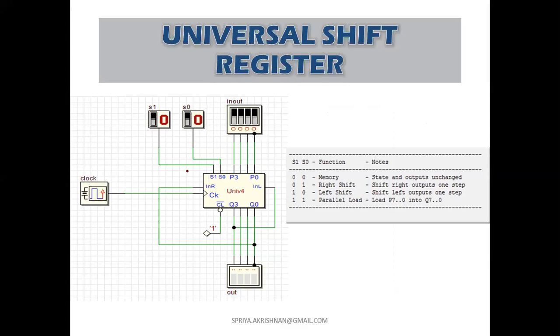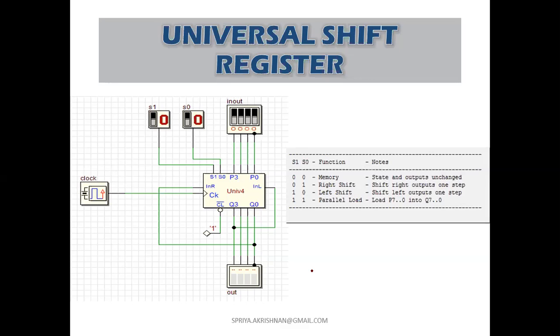Yes, so the same diagram is this universal shift register. 0 0 state, output unchanged. 0 1, it will do right shift. 1 0, it will do left shift. 1 1, it will do parallel input, parallel output. Okay, so keeping this in memory, we will see whether that is working or not. So 0 1 is for right shift, 1 0 is for left shift.